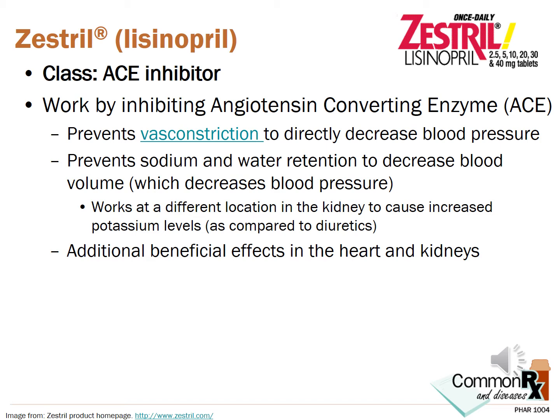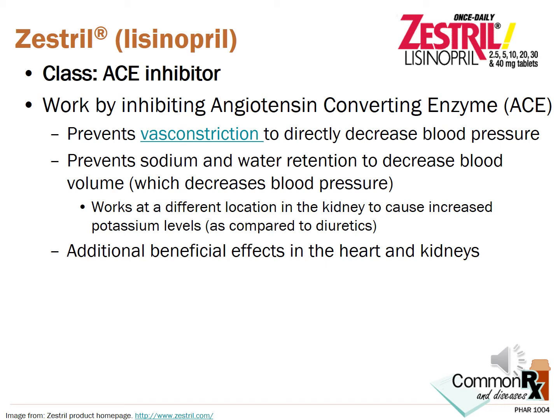Lisinopril, marketed under the brand name of Zestril, is also a commonly used medication for the treatment of hypertension. Lisinopril is a member of a class of drugs called ACE inhibitors. ACE inhibitors work by inhibiting the angiotensin-converting enzyme. This enzyme is responsible for constricting the blood vessels, which makes them narrower, resulting in an increased blood pressure. By inhibiting this enzyme, lisinopril prevents vasoconstriction, which results in decreased blood pressure.